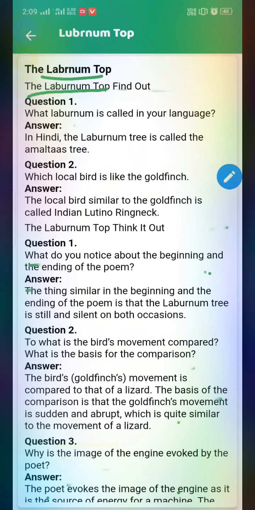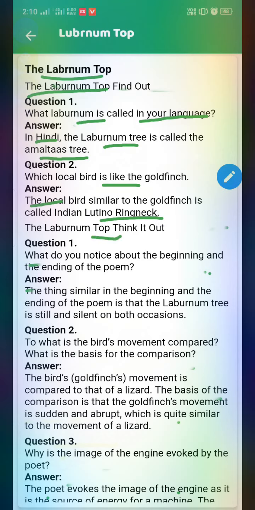The Laburnum Top, find out. Question first: what is laburnum called in your language? Answer: in Hindi, the laburnum tree is called the amaltas tree. Question number 2: which local bird is like the goldfinch? Answer: the local bird similar to the goldfinch is called the Indian ringneck.